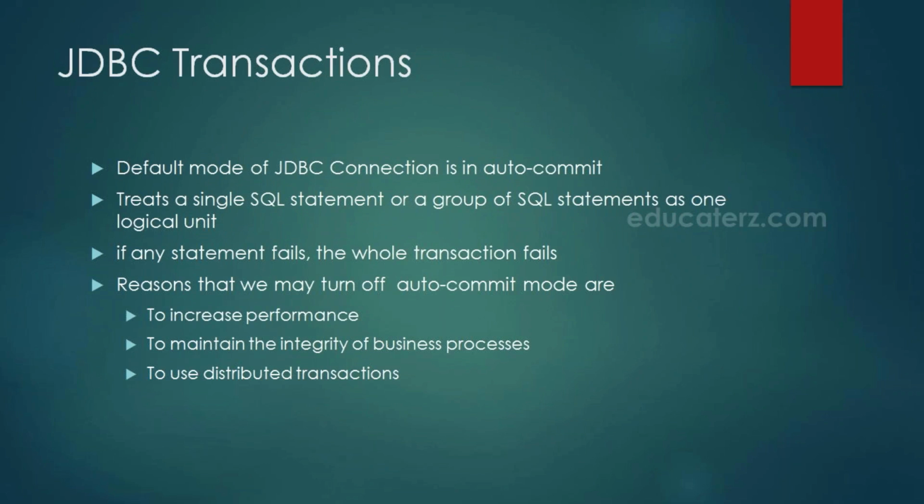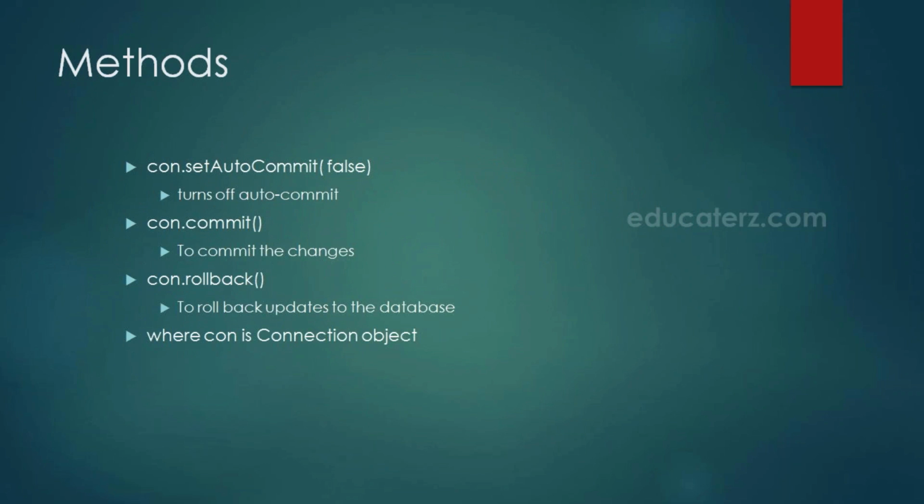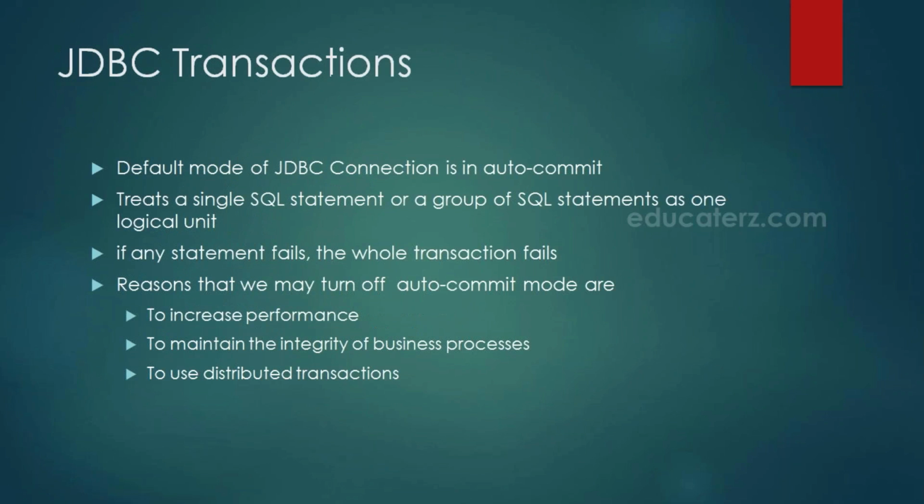The java.sql.Connection interface has three methods to deal with transaction management in a JDBC application. That is, setAutoCommit with a boolean value, the commit method to commit the changes, and the rollback method to roll back the updates made to the database. To safeguard data integrity and consistency of enterprise data, we need to implement transaction management.